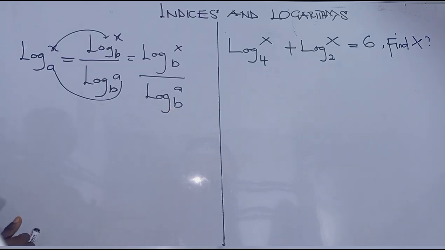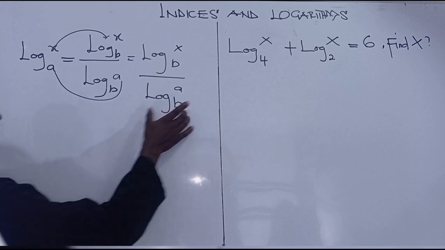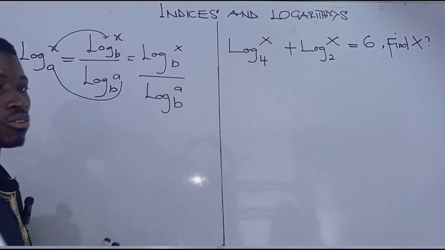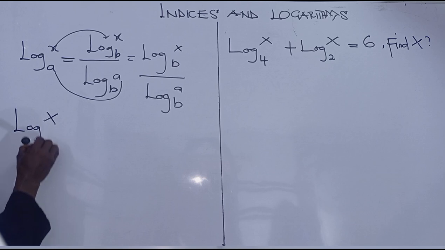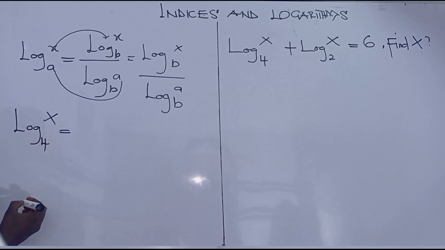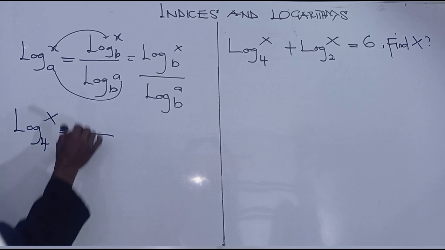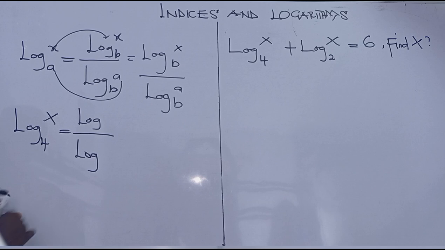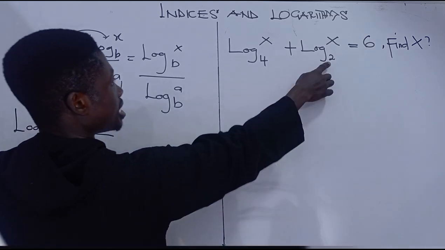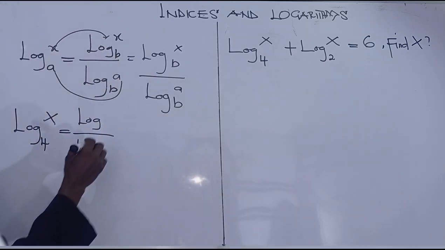So we are going to apply this change of base on log of x to the base of 4. We are going to write it as a ratio of two logarithms. And these two logarithms are going to have the same base that is different from the base of this logarithm, which is 4. Since we want to balance the bases, we want the bases to be the same as 2, we are going to pick the base 2.